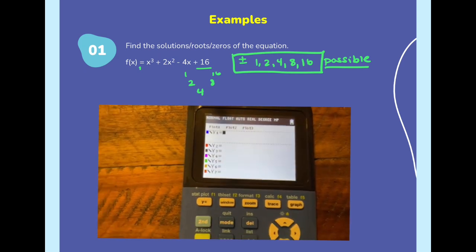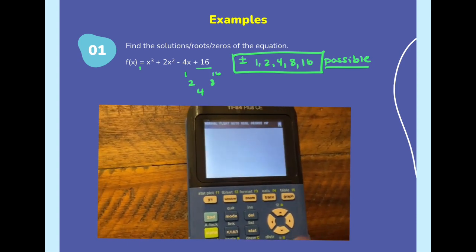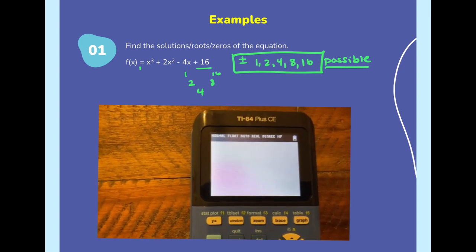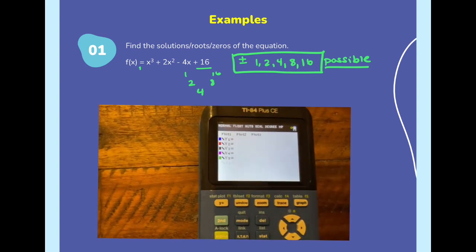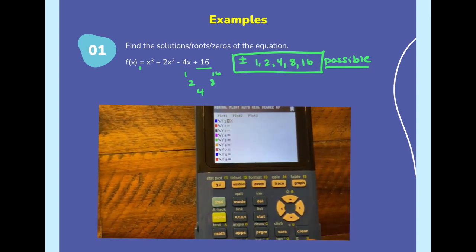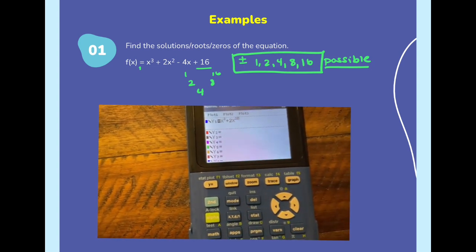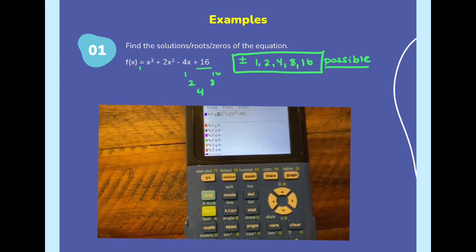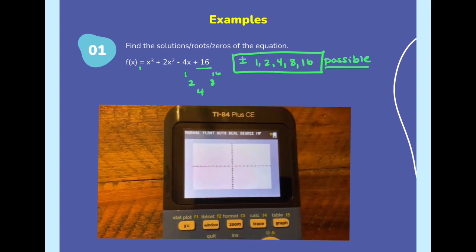Okay, so if you haven't already grabbed your graphing utility, you want to grab that calculator. I'm going to use the TI-84, but you can use different ones. The first thing we're going to do is click on the y equals, and we're going to type in that equation: x to the third plus 2x to the second minus 4x plus 16. I'm going to hit enter, and I'm going to graph it.